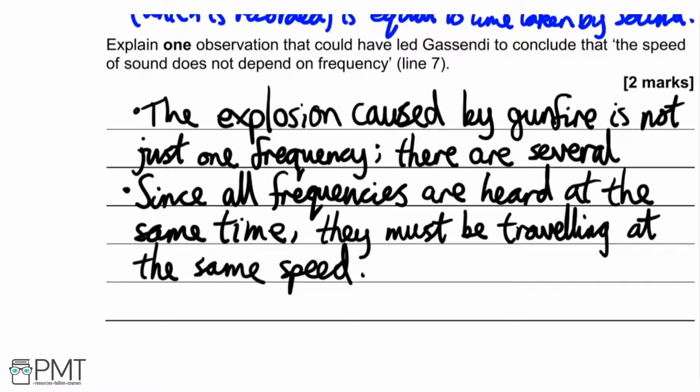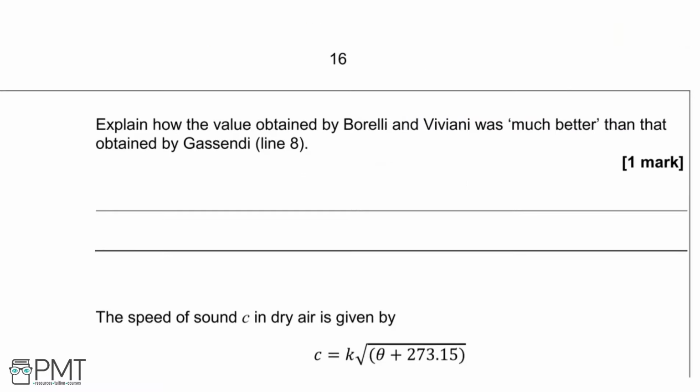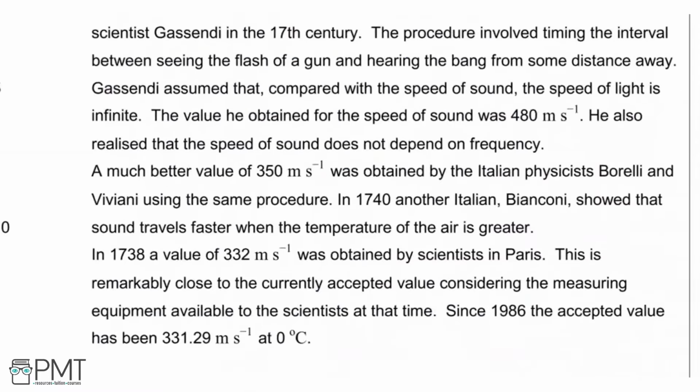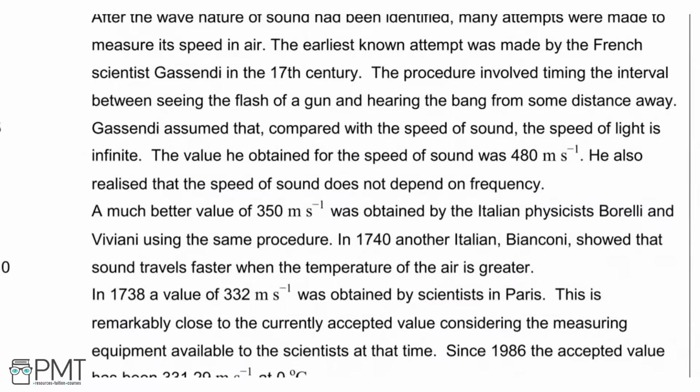Nice and straightforward. Explain how the value obtained by Borelli and Viviani was much better than that obtained by Gassendi, line 8. So it mentions there a much better value of 350 meters per second, and that's compared to the 480 that was previously obtained. So let's go back to the question.